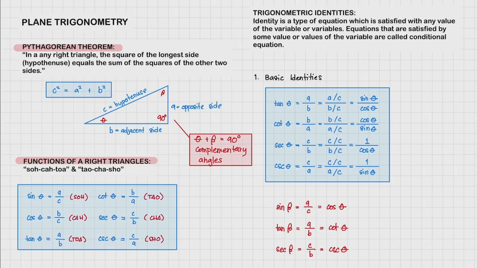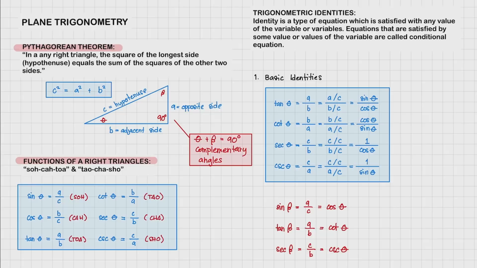So from the definition of the Pythagorean theorem, let's read here. In any right triangle, the square of the longest side, which is called the hypotenuse, equals the sum of the squares of the other two sides. So it is important to remember that the c being mentioned in this formula is the hypotenuse. Alright? So let's move on to your functions of a right triangle.